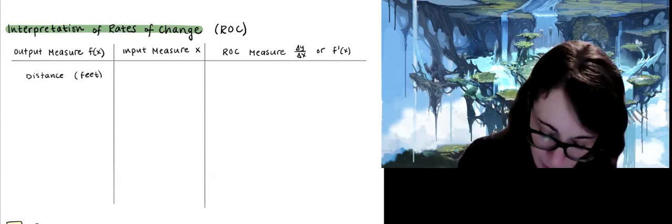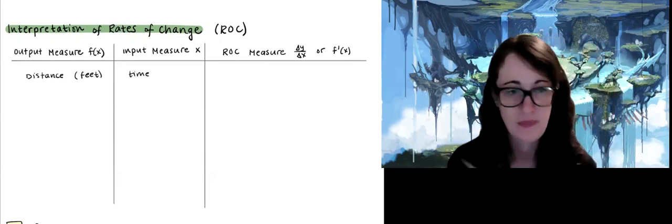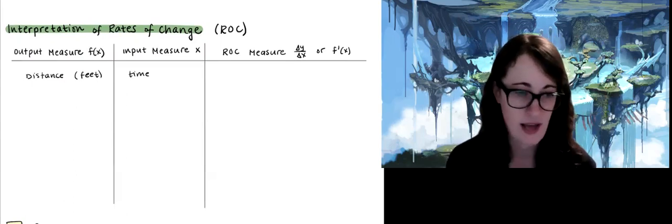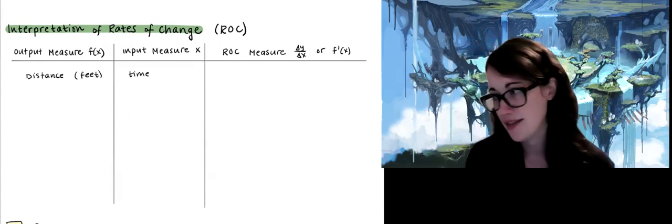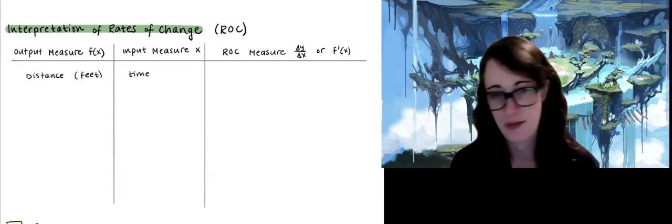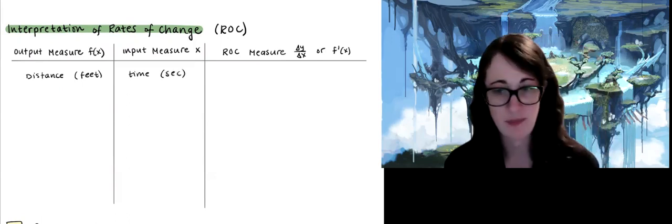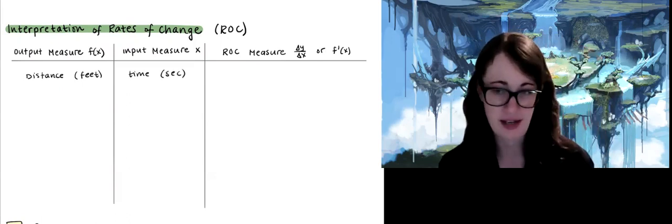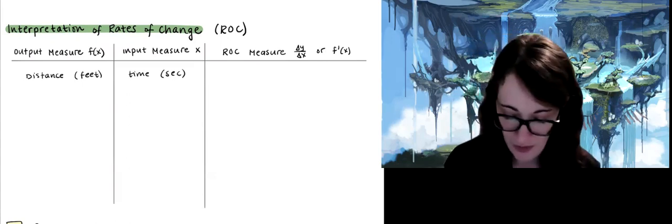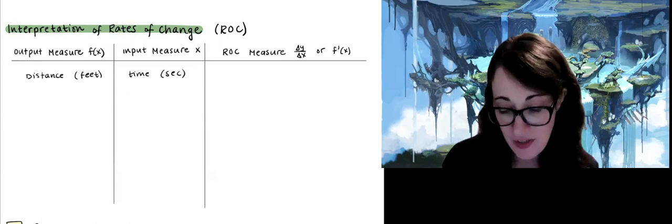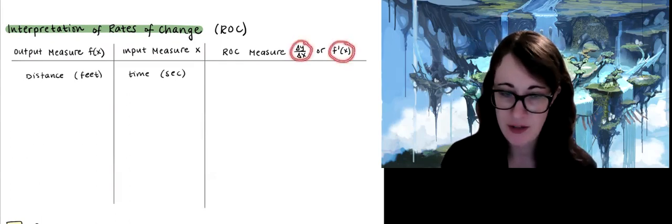And then the input, what you put into that function, maybe that measures time. So you have distance at a certain time. Time, again, could be in days, years, seconds, or milliseconds. But again, for the sake of having an example to work with, let's say it's in seconds. Then the rate of change of the function can be average rate of change, or it could be instantaneous rate of change.